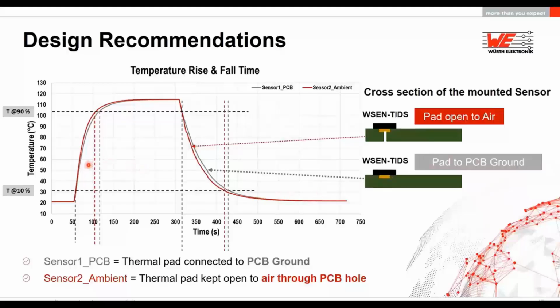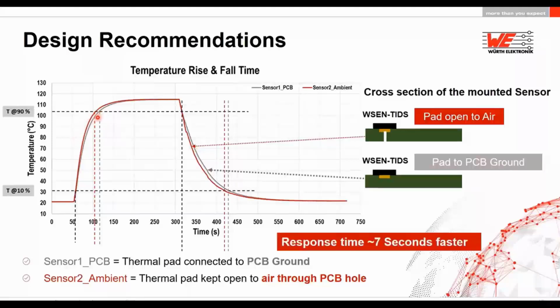As you can see, the ambient sensor has a slightly faster response time than the PCB pad, so that this senses the ambient temperature and responds to the temperature change faster than the PCB. The response time was approximately 7 seconds faster.